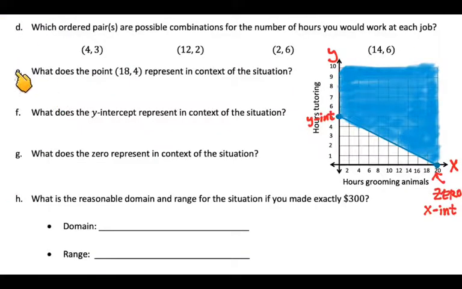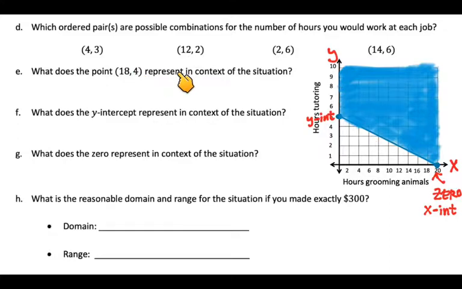So for parts D through H, we want to use the graph of our inequality to answer each of these parts. For part D, it says which ordered pairs are possible combinations for the number of hours you would work each job. Remember, we want to earn no less than $300, so that's what this shaded region represents. This line that we graphed would be earning exactly $300, and then this blue shaded region would be if I wanted to make more than $300, because that's the top of the line. The bottom part would be if we made less than $300.